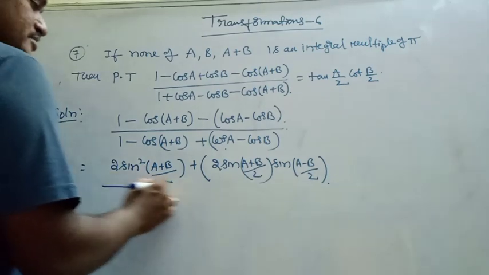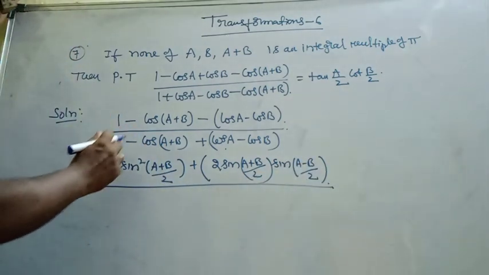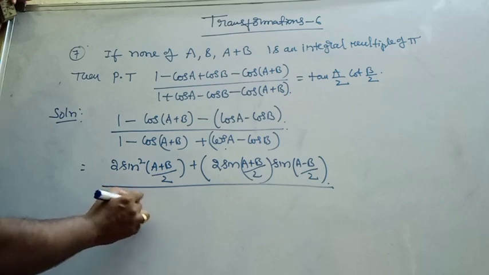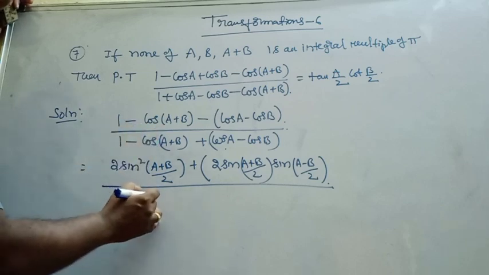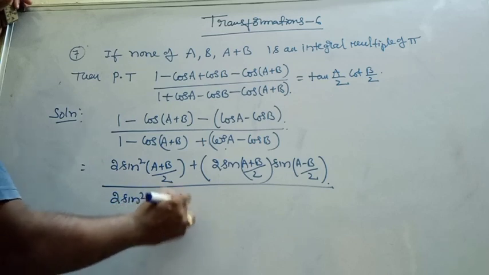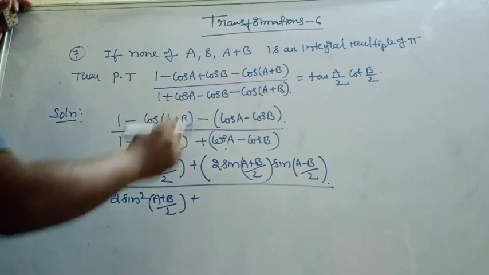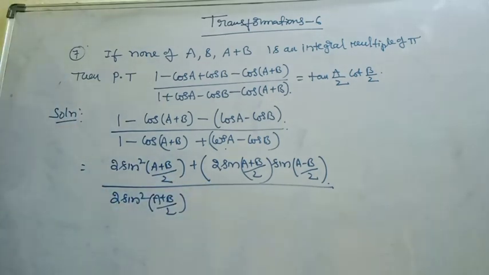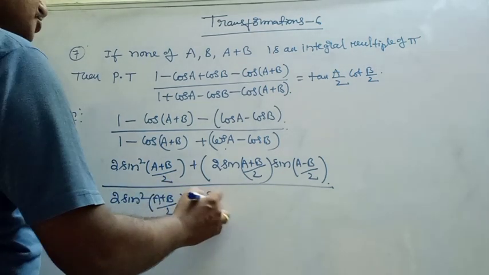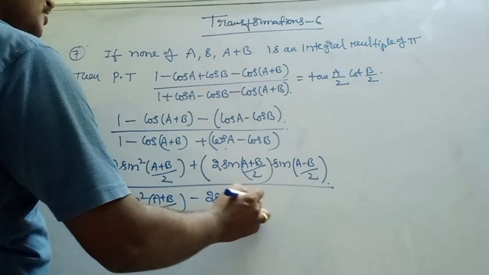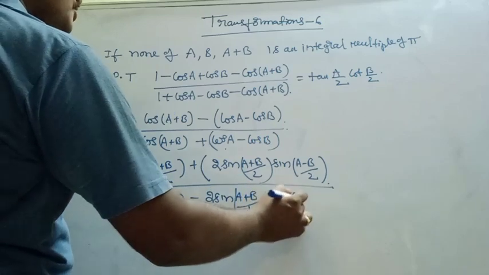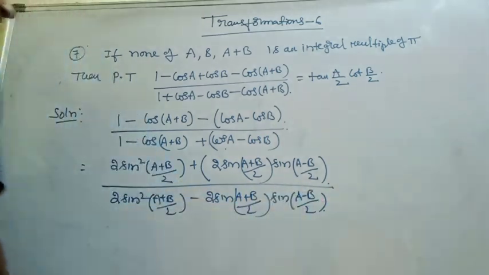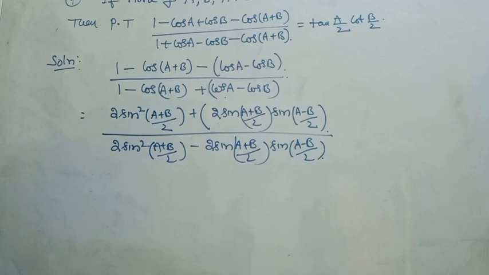Now whole thing divided by, here also you are having 1 minus cos a plus b, that is nothing but 2 sine square, 1 minus cos theta is 2 sine square theta by 2, that is now a plus b by 2, right? Plus, here also you have cos C minus cos D like this. Plus symbol we are having here. That becomes minus 2 sin C plus D by 2 into sin C minus D by 2. Right, my dear students.